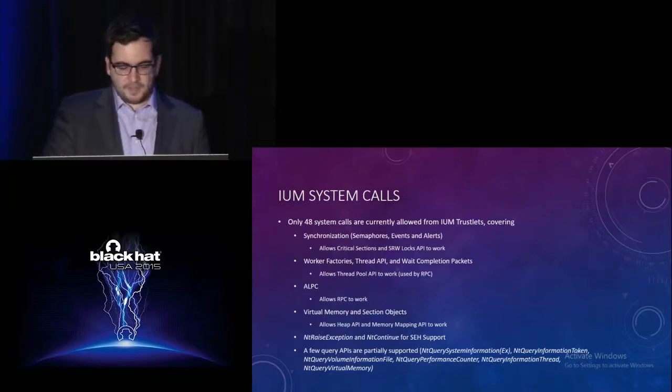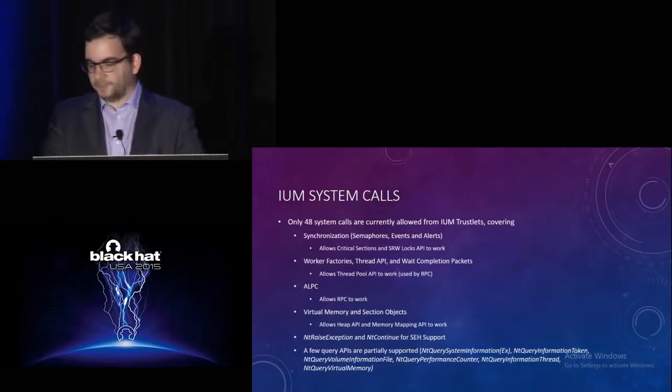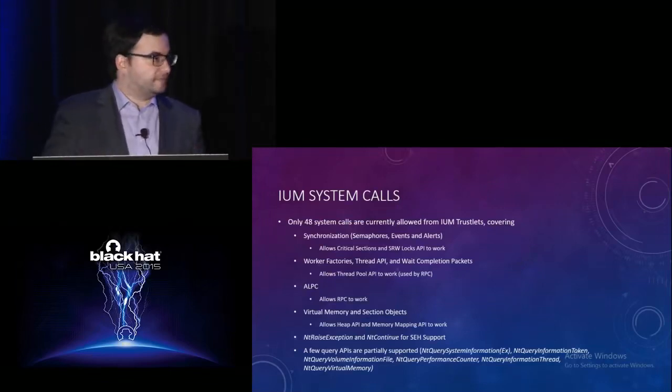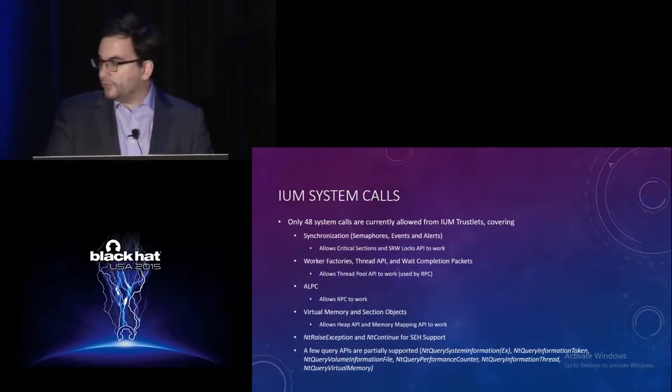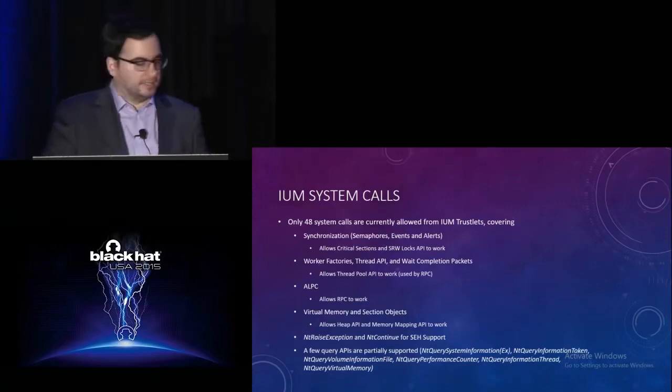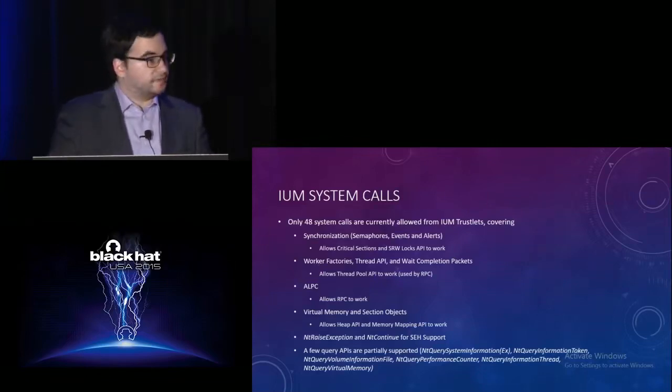Worker factories, thread API, wait completion packets, which are all used by the thread pool, which in turn allows RPC to work. And ALPC functions are allowed as well, which is required by RPC to work as well. There's some APIs to allocate virtual memory and section objects, which is how you can map a DLL and allocate from the heap. Trustlets obviously need to do that. And there's some random little APIs for exception handling and for querying a few things.